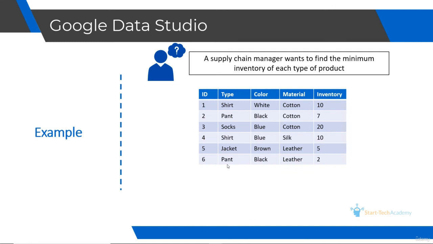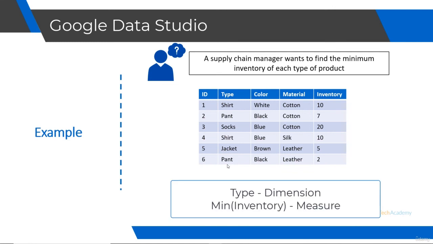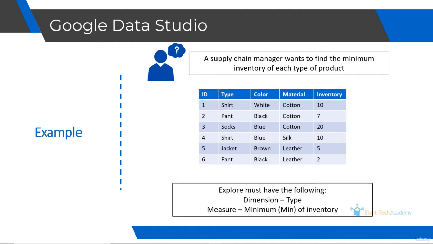For a result like this, he must add type as a dimension and minimum of inventory as a measure. Then the supply chain manager can easily make a table showing minimum inventory for each type of product.